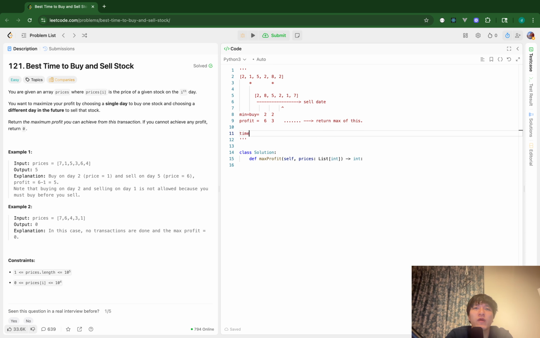So time complexity should be O of n because I just have to traverse the array in one pass. And for space complexity, it should be constant because I just need to keep track of the minimum so far and maximum profit so far. I don't need any non-constant data structure, so it should be O of 1. Okay, that being said, I will start the implementation.